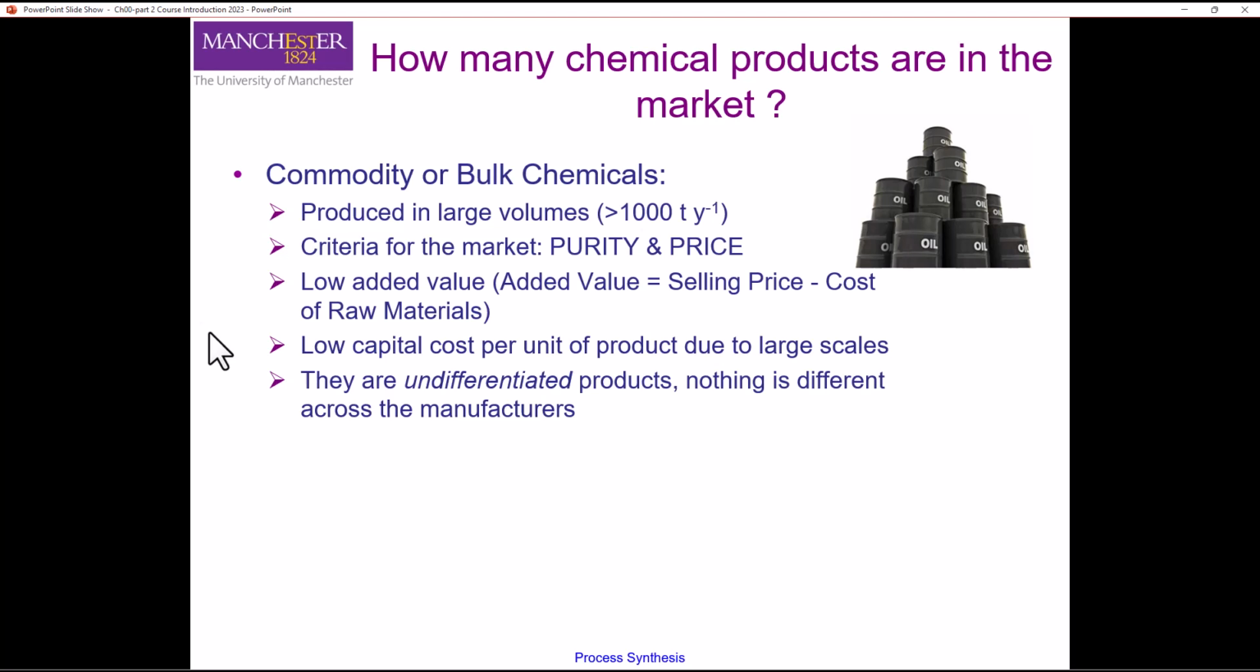And because these chemicals are normally produced in very large quantities, the cost of production per unit is quite low compared to specialty and fine chemicals. Also, these chemicals have low added value, which means they have a small margin of profit. Added value is the difference between selling price and the cost of raw materials. In a simple sense, it means how much profit you are making per unit to produce that specific chemical.